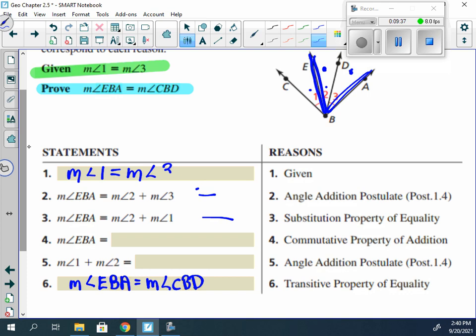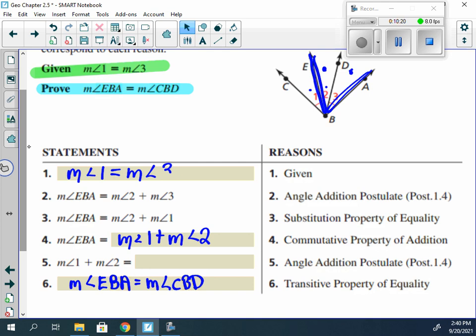Now, what they're going to do next, and we're not going to be as meticulous as this, I'm not going to make you be this meticulous, but they want us to switch them, switch 1 and 2. And that there is our commutative property of addition. And it really just says we can add any 2 things in any order. That the measure of angle 1 plus the measure of angle 2 is the same as the measure of angle 2 plus the measure of angle 1. It doesn't matter in which order we add. Order does not matter with addition. Okay. Any questions on this here so far?